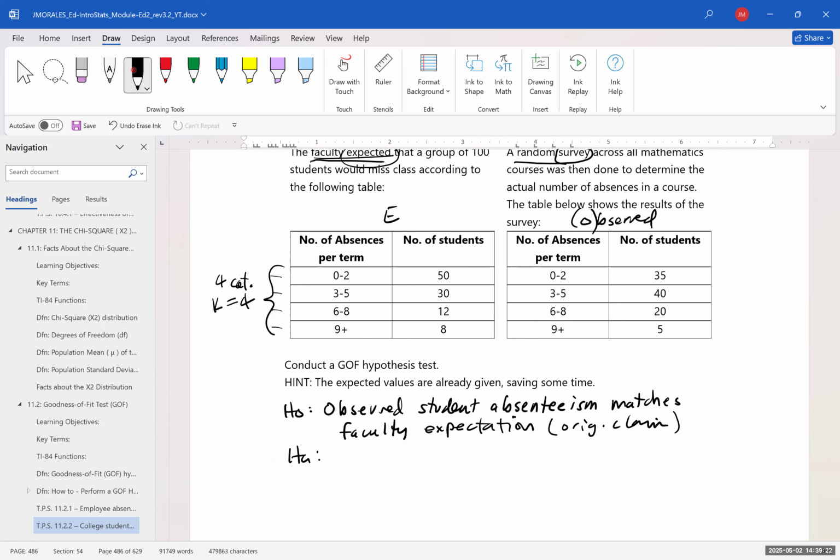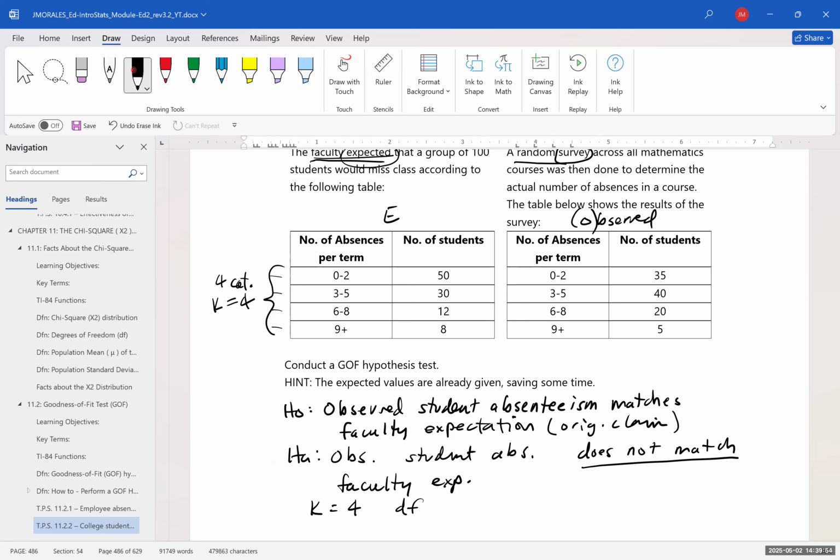And then the alternative hypothesis is that the observed student absenteeism does not match faculty expectation. All right. So we have 4 categories, which means that our degrees of freedom, which is k minus 1, is going to be equal to 3.